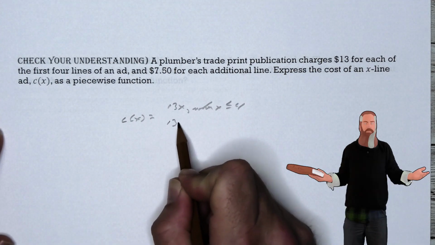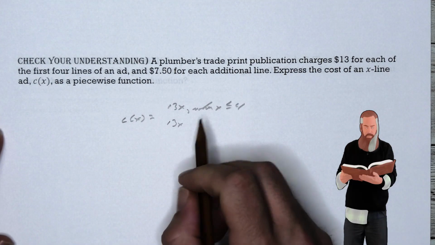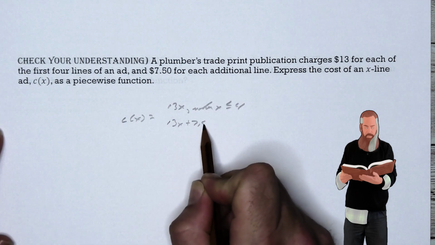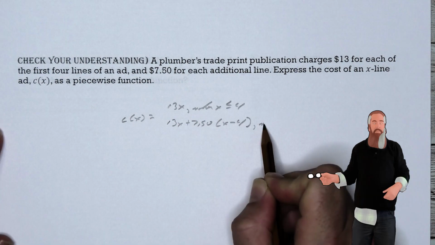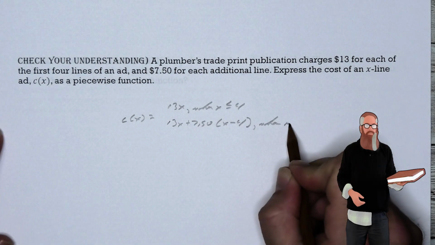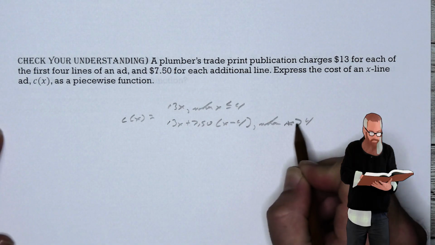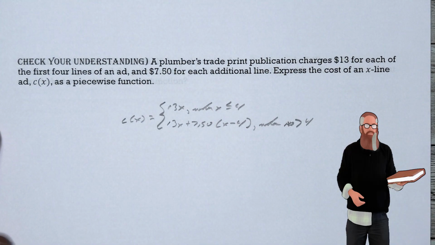Well, we're going to pay that $13 per line to start with, plus $7.50 for each line over 4. And the condition would be when x is greater than 4. So this way we have our piecewise function.